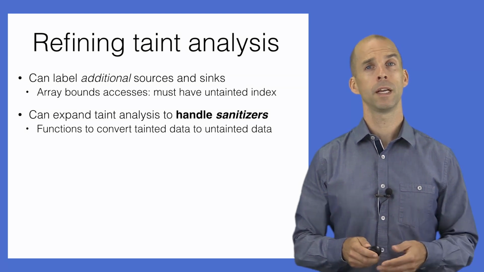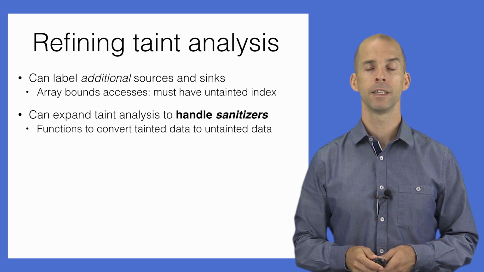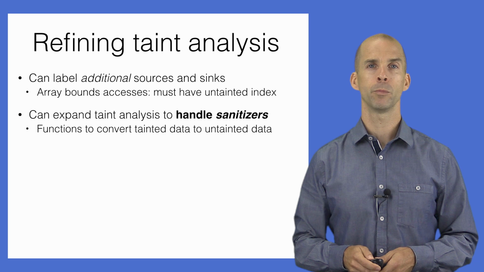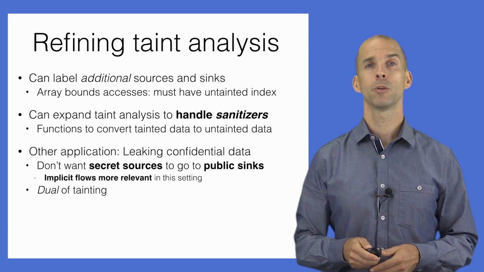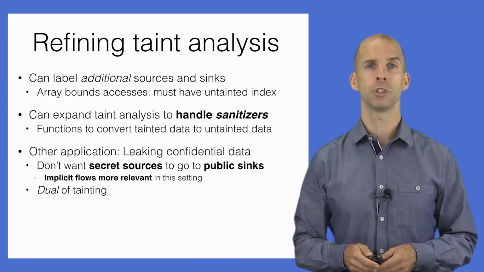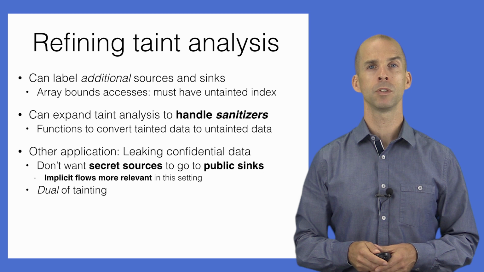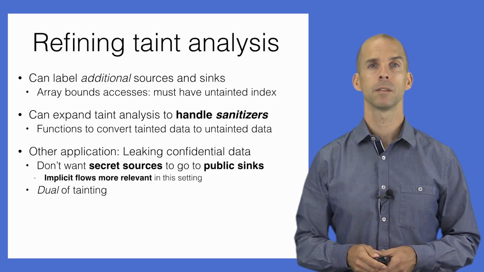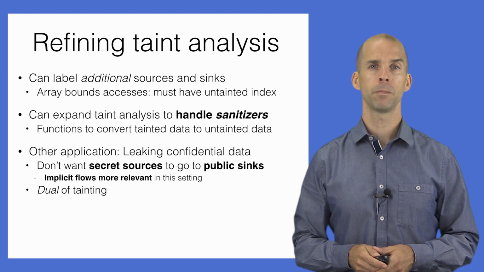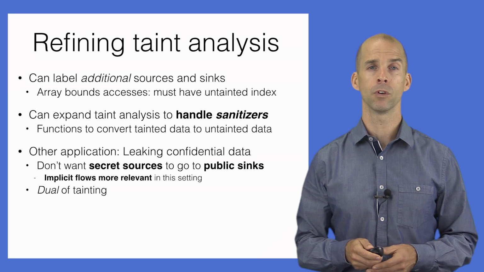Finally, flow analysis need not only apply to finding improper use of tainted data, it can also be used to discover the improper disclosure of sensitive information. In particular, we can imagine labeling sensitive data as secret and untrusted output channels as public. And our goal is to prevent secret sources from reaching public sinks. In essence, this is the dual of the tainting problem, where the only difference is that the lattice and flow relationships are inverted.